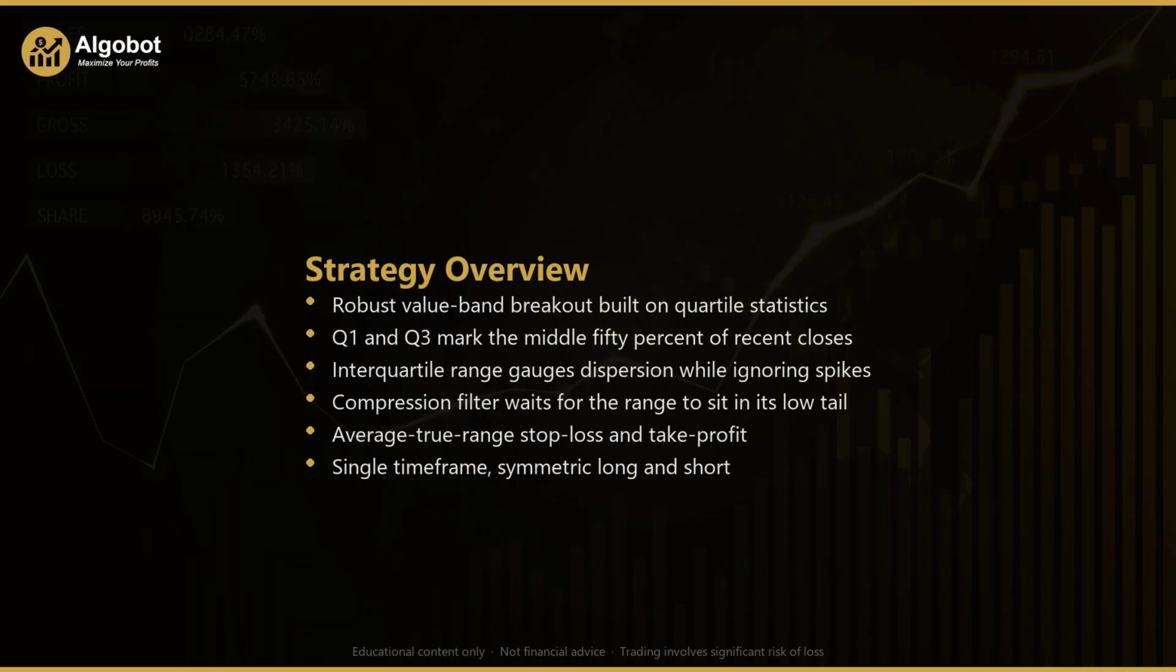The expert advisor waits for that range to compress, signaling a coiled, low-energy market, and then watches for a decisive close beyond the band. It trades both directions symmetrically, going long on an upside escape and short on a downside escape. Risk is handled with an average true range stop loss and take profit, each set as an independent multiple. This approach may appeal to traders who are drawn to breakout and volatility cycle concepts and who appreciate methods rooted in robust statistics. It runs on a single time frame, whatever chart you attach it to.